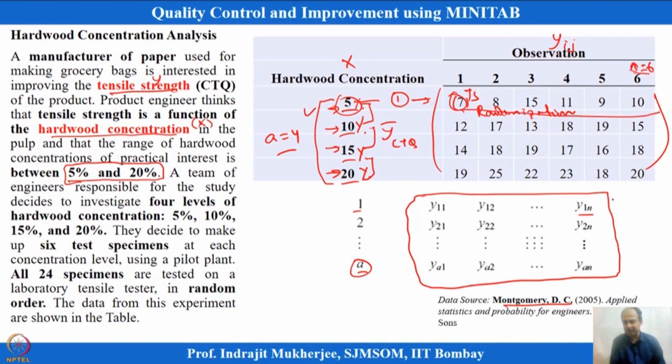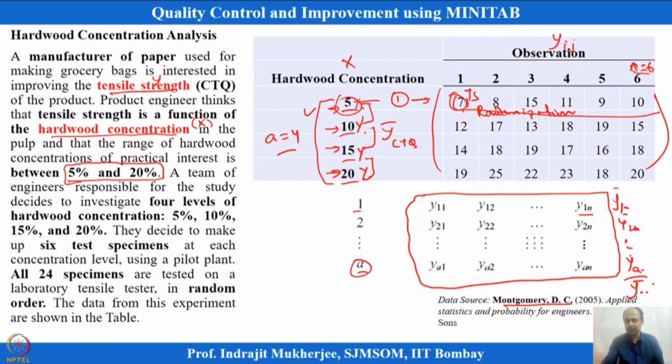We will have an average of these, so y1 average, like that. Then y2 average, and so on up to ya average for the last level, and then we can make a grand average. This is the symbolic notation that you will find in Montgomery's books, that is the symbols that I have written here. You can use different symbols also.